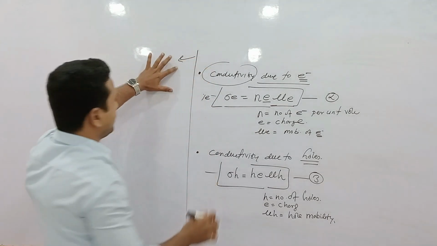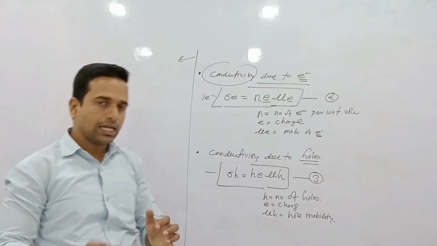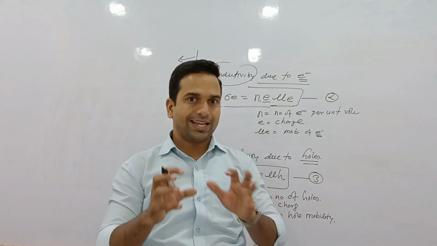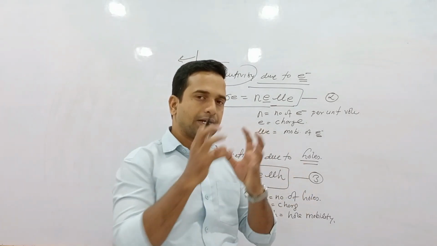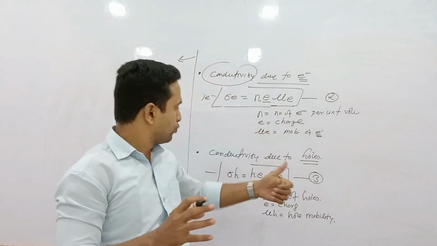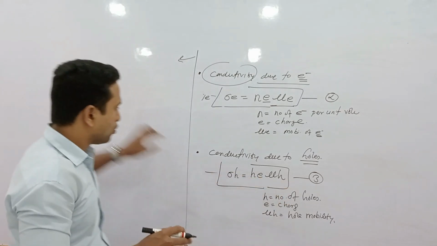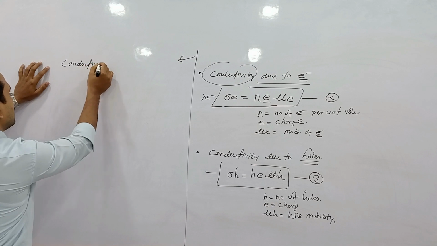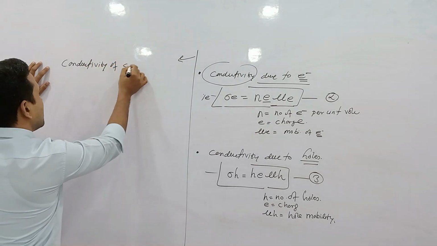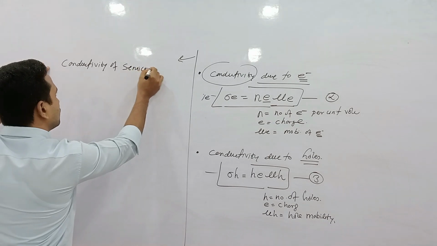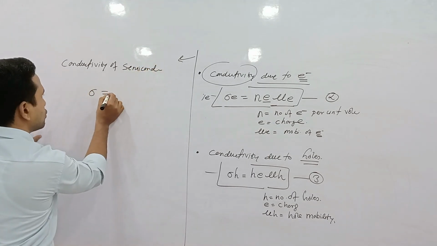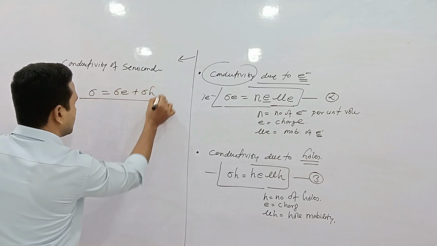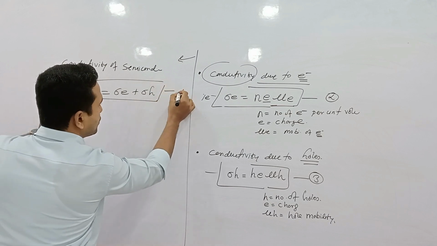Now observe this side. Obviously we know the conductivity of a semiconductor is the sum of conductivity due to the electrons and conductivity due to the holes. So we will write here: conductivity of semiconductor, sigma is equal to sigma e plus sigma h. We will consider this equation number 4.